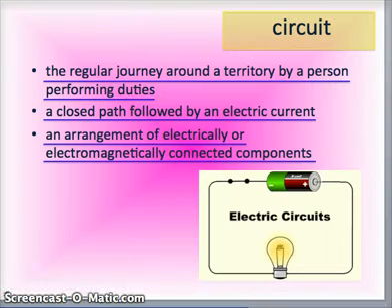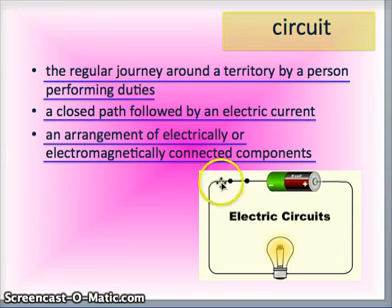Our first word is going to be circuit. A circuit is the regular journey around a territory by a person performing duties. A closed path followed by an electric current, or an arrangement of electrically or electromagnetically connected components. So for instance, this would be an electric circuit.